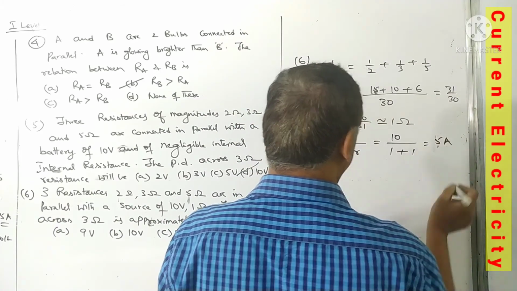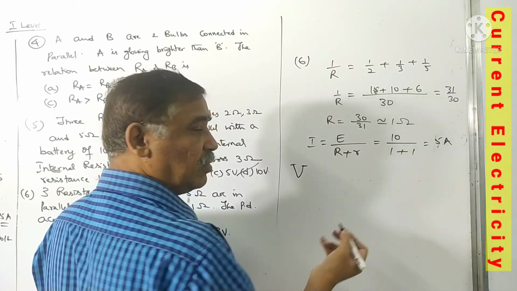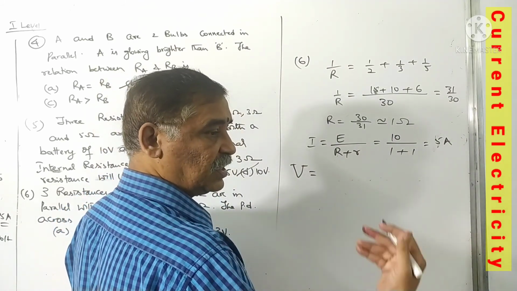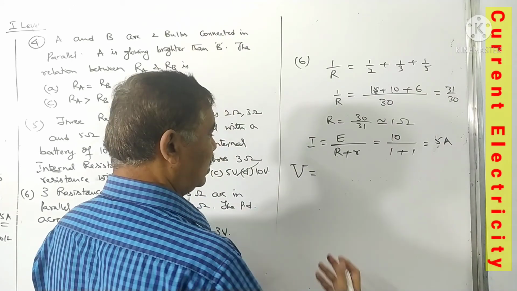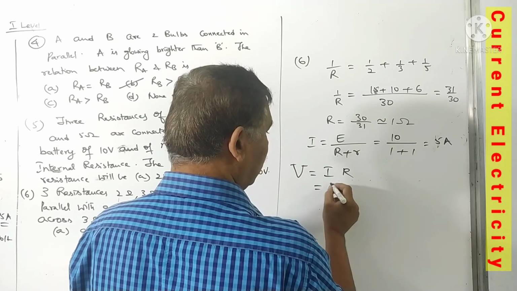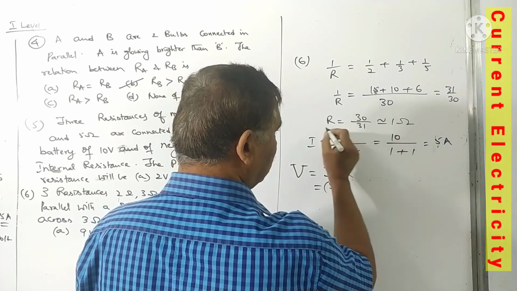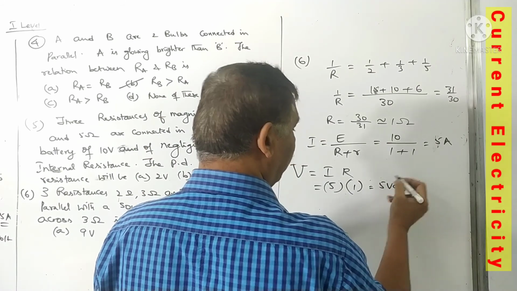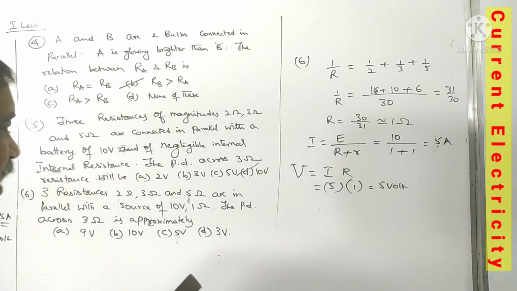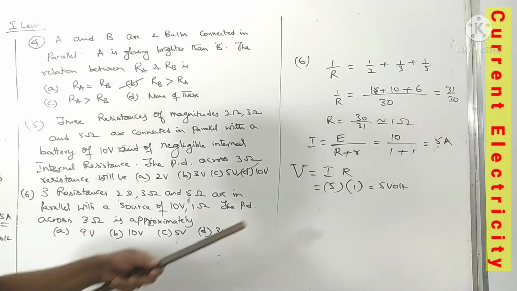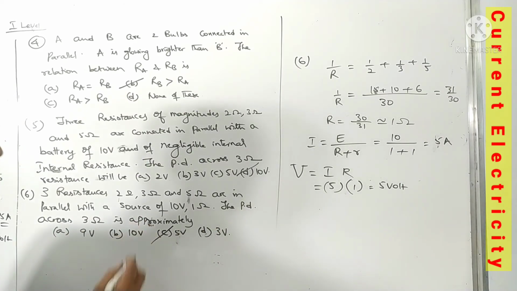Now the voltage across the combination, whatever you find, that voltage itself is the voltage across all individual resistors. So voltage V is equal to current into external resistance. So current is 5 ampere, effective external resistance is 1 ohm. So therefore you get 5 volt. Approximately 5 volt is the answer. So the voltage across even the 3 ohm is also the same 5 volt itself. So C is the answer of this question.